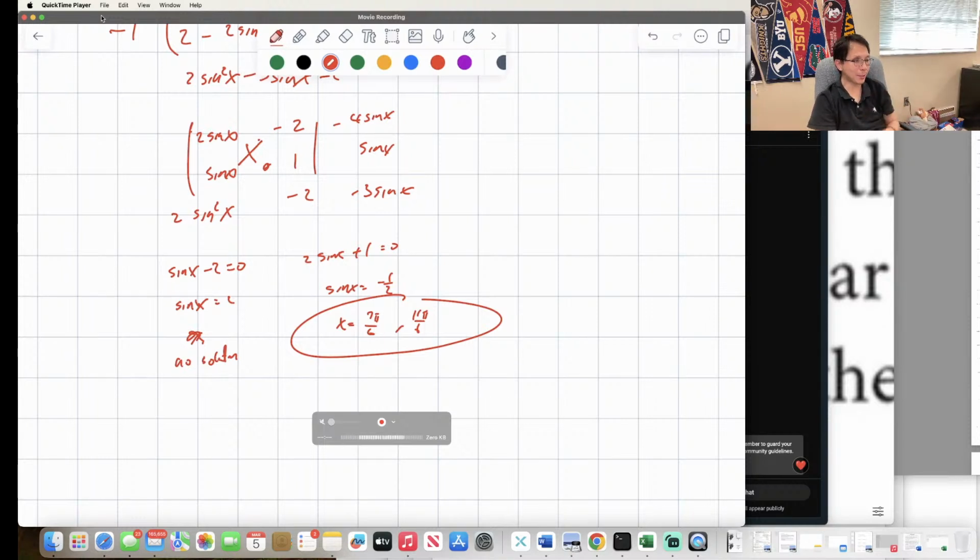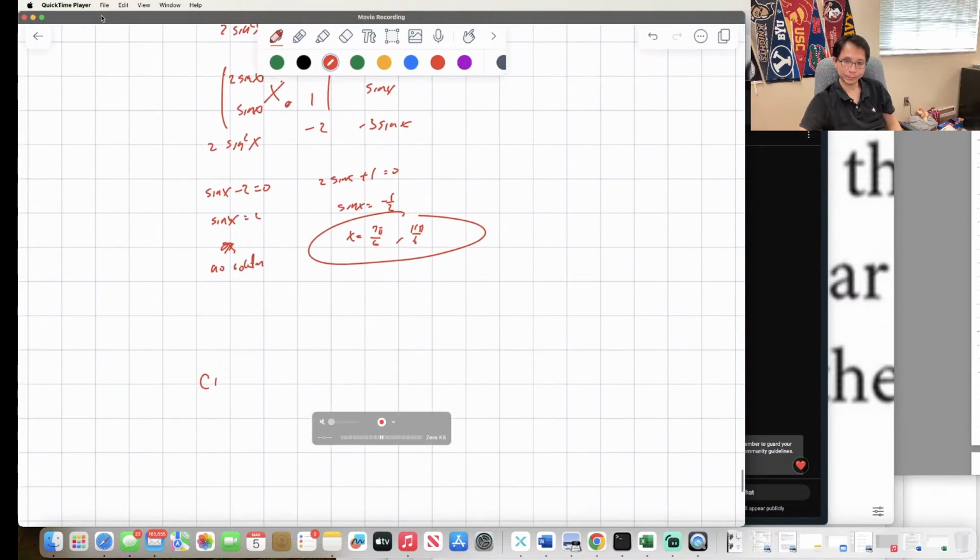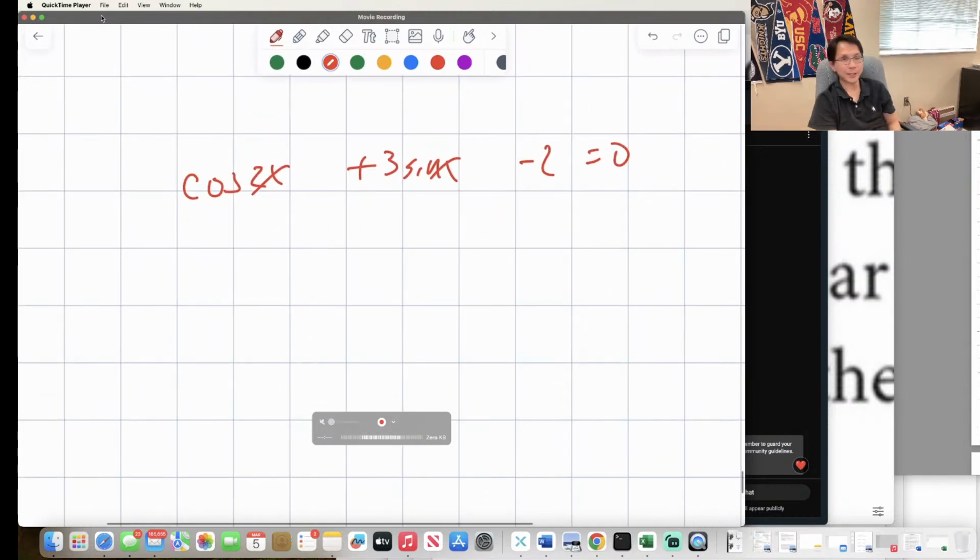Now, always think about simple algebra. Don't think of something too complex. Last question of the day: cosine of 2x plus 3 sine of x minus 2 equal to 0. The hardest step is the first step.